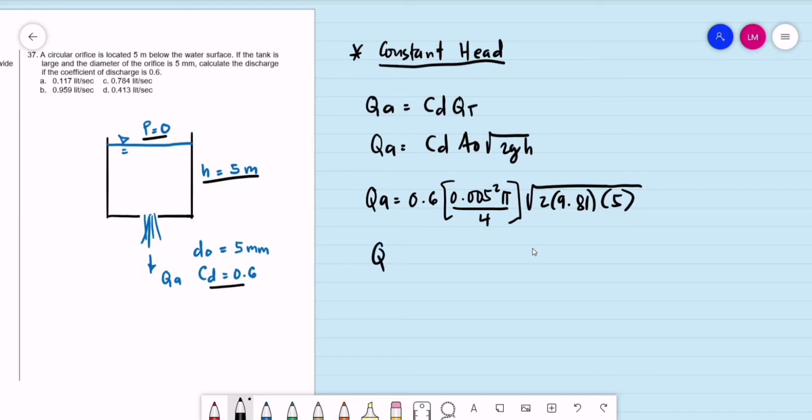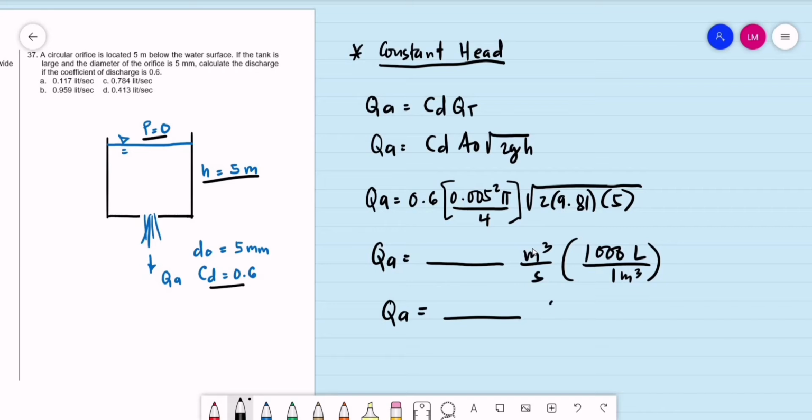Kung mag-unit analysis tayo dito, yung sagot should be in cubic meters per second. Pero yung nasa choices, nasa liters. Kaya mag-multiply tayo dito ng 1,000 liters is to 1 cubic meter. So we are computing now for the actual flow rate in terms of liters per second.